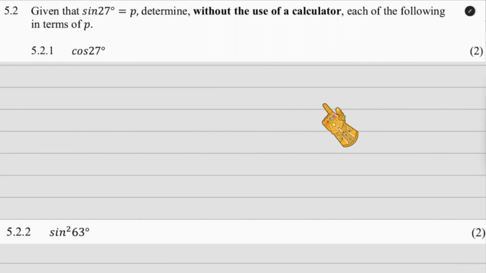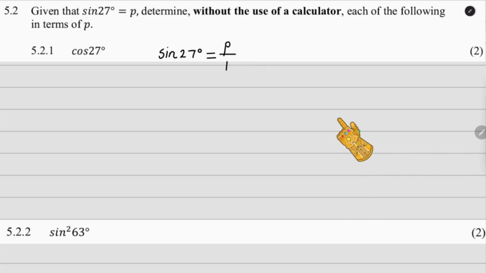Question 5.2, they tell us that sine of 27 degrees equals p, and without the use of a calculator we need to get the following trig ratios in terms of p. So if you see this, sine of an angle equals a letter, you grab that thing and you start off like this. We firstly change this p to p over 1, like so.